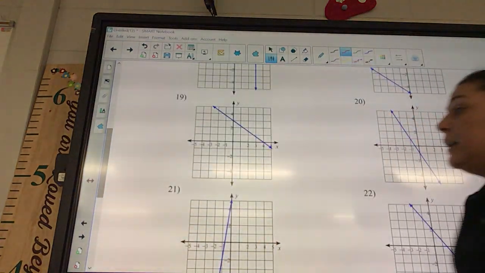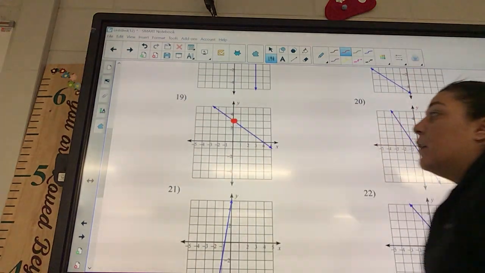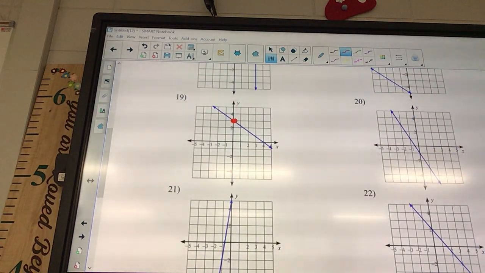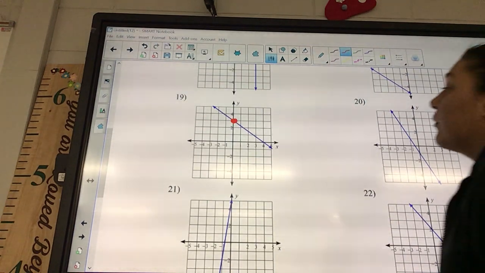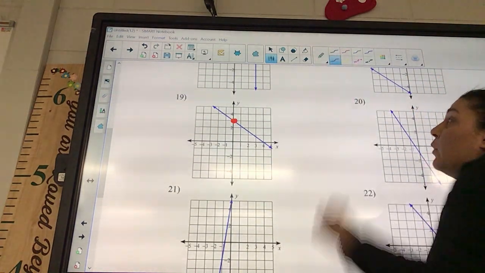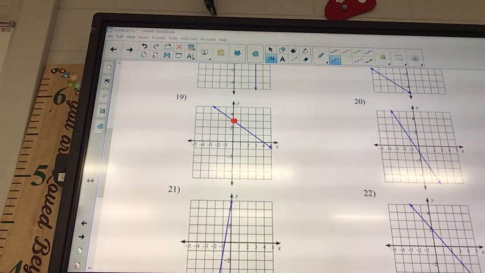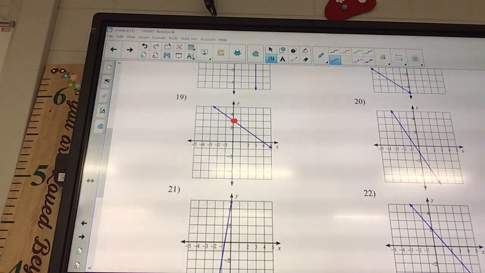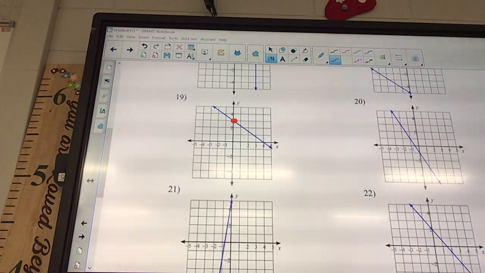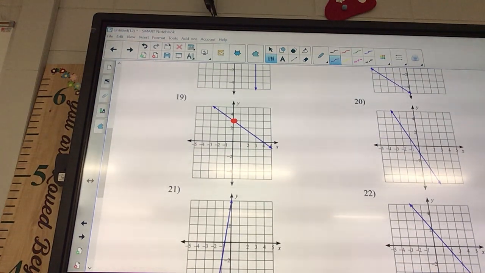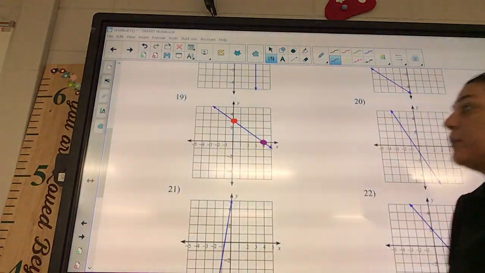Okay, so 19. You're going to mark your y-intercept first. Okay, and then find the next closest point. Where's the next closest point at? Take a second, find it, mark it. Okay, the next closest point should be right here. It's your only option.